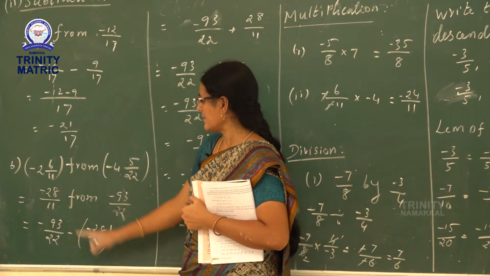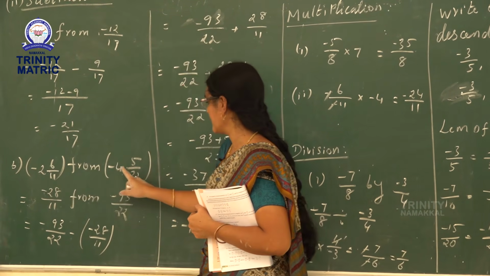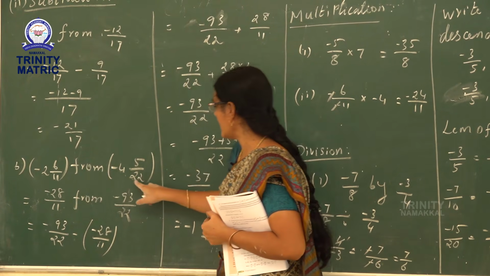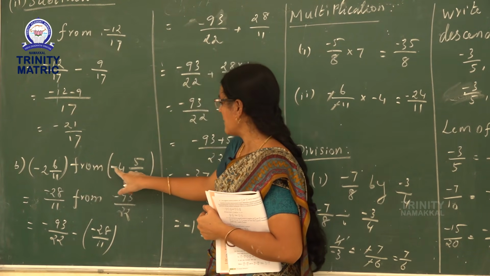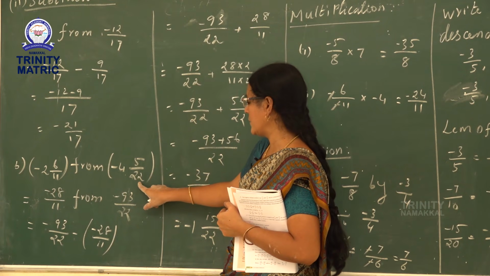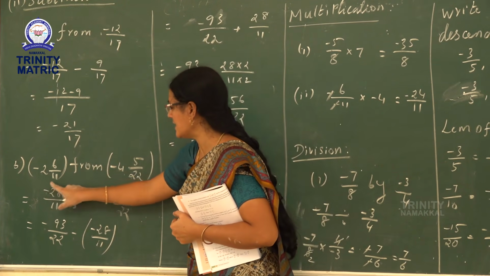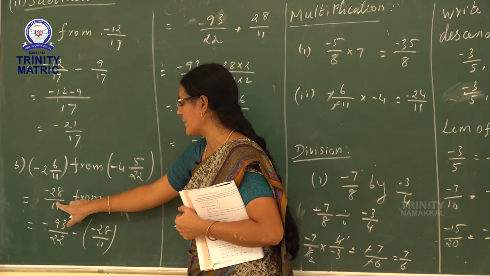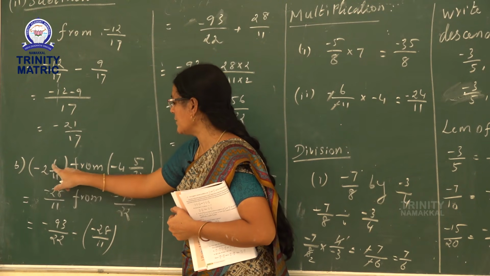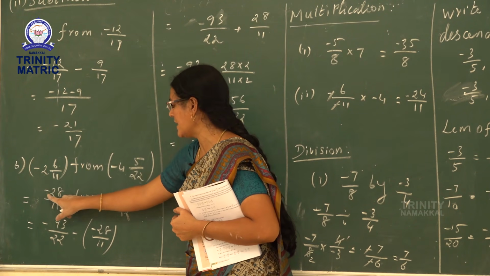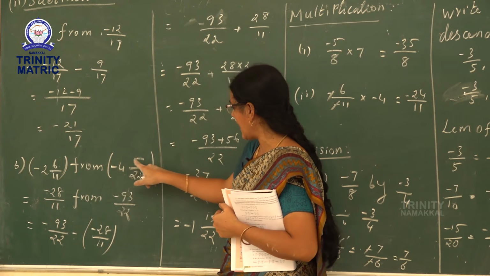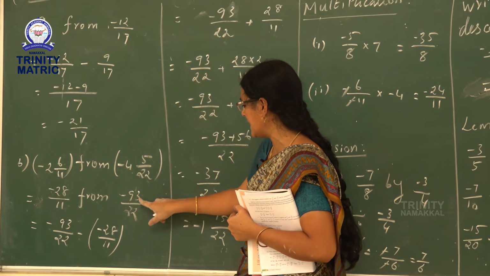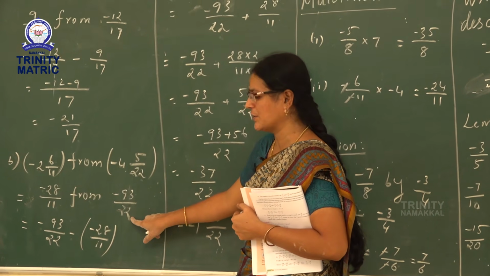Next subtraction, they have given mixed fractions. The denominators are different. Minus 2, 6 by 11 from minus 4, 5 by 22. First convert the mixed fraction into improper. 11 2s are 22, 22 plus 6, 28. Minus 28 by 11. From the other, multiply and add: minus 93 divided by 22.